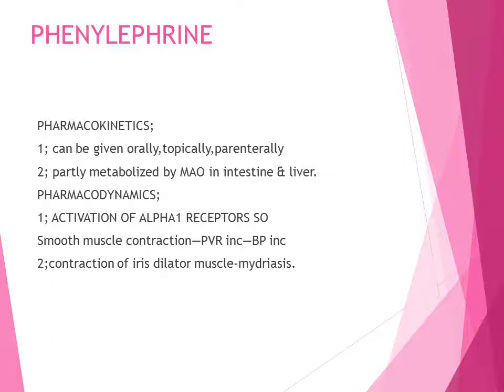It is given orally, topically, and it can be given parenterally. It causes activation of alpha 1 receptors, so it causes smooth muscle contraction, blood pressure is increased, peripheral vascular resistance is increased, and it causes contraction of the iris dilator muscle and causes mydriasis.